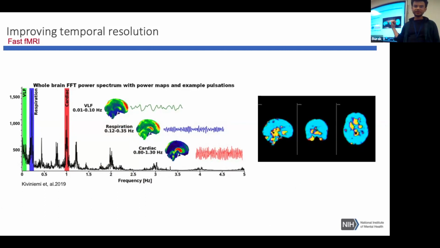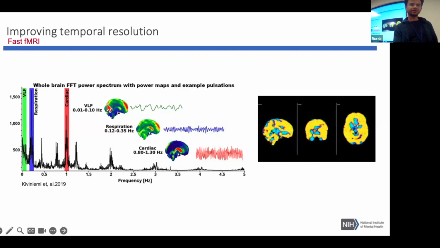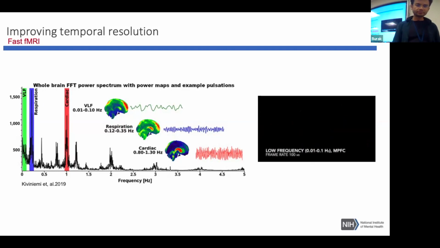Here you see respiration. It is slow. You can see the breathing pattern, in and out, in and out. It is all over the brain. Some regions are affected more. You can see the average image here, but it's transiently all over the brain.